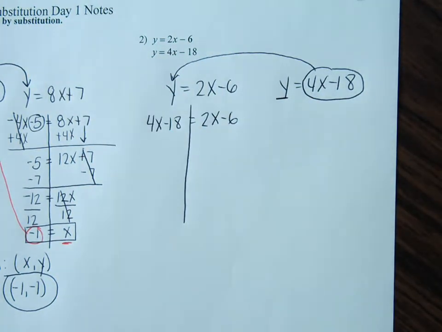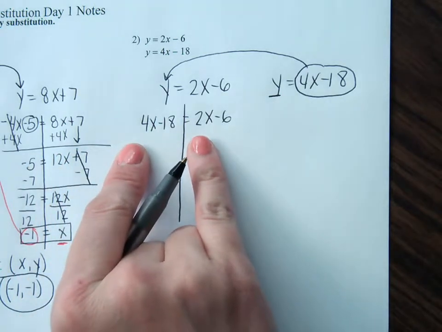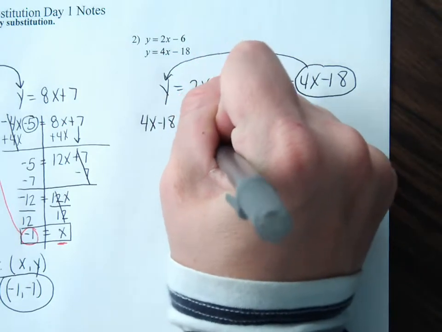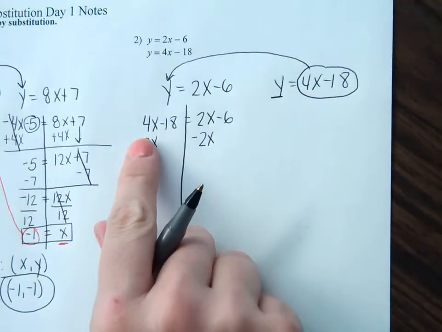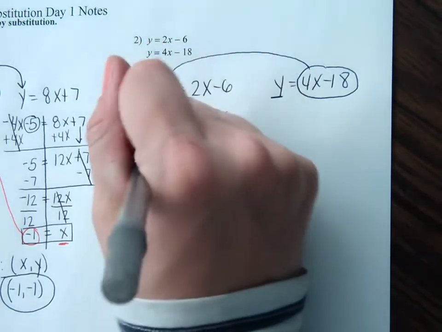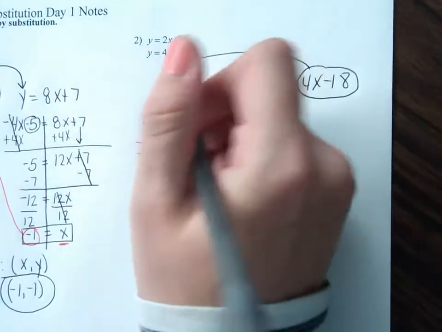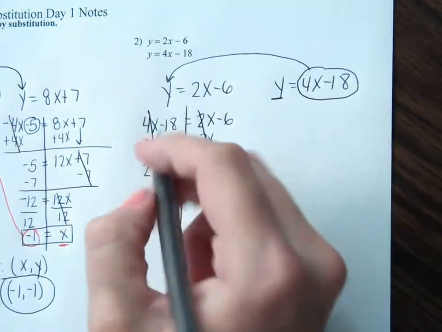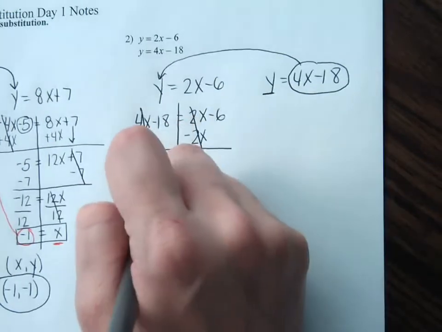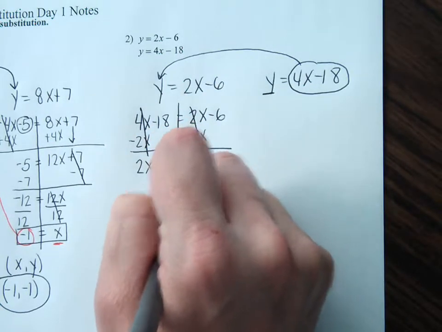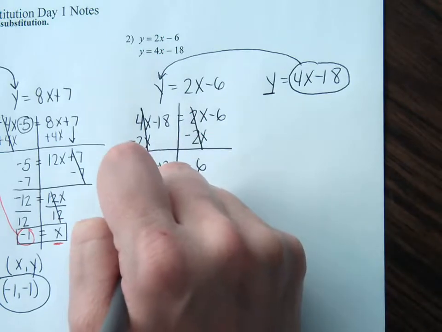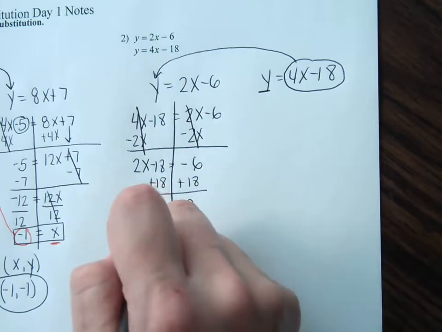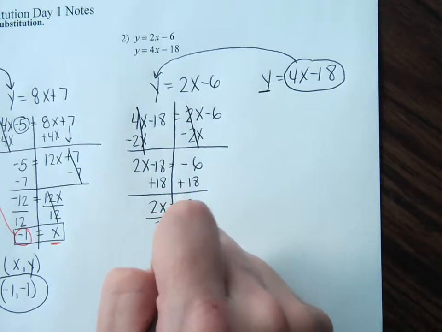Now we solve. We have to move our variables first. I can either move the 4x or the 2x. I personally want to move the 2x. Since that's a positive 2x, we subtract 2x from both sides. We have to subtract it from the 4x since those are the like terms. That's 2x minus 18 equals negative 6. Since this is negative 18, we add 18 to both sides. That gives me 2x equals 12. Divide both sides by 2. You have x equals 6.